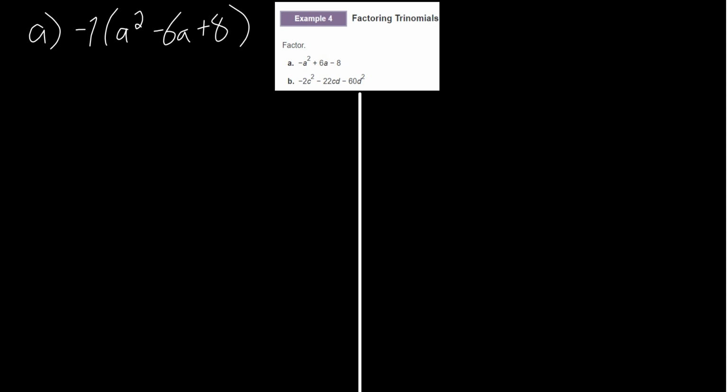Make sure you always bring your factored negative 1 down. All right, so we got a here. What are my factors of 8? When I add or subtract them together, it will give me a negative 6, so that's pretty easy. We've got a negative 4 and a negative 2, right? Negative 4 times negative 2 is a positive 8. Negative 4 minus 2 is a negative 6.